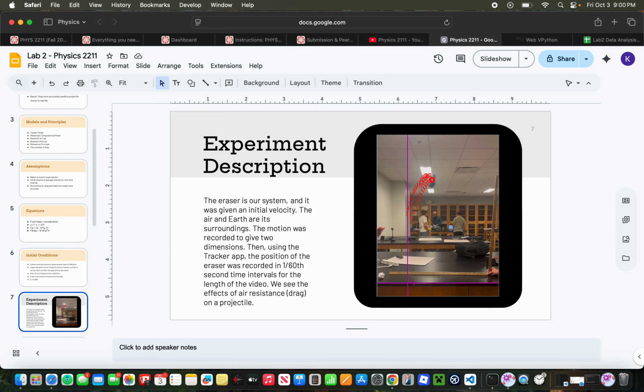So our experiment description: the eraser is our system, and it was given an initial velocity. The air and earth are its surroundings. The motion was recorded to give 2 dimensions. Then using the Tracker app, the position of the eraser was recorded in 1/60th second time intervals for the length of the video. And we see the effects of air resistance and drag on a projectile. And so it follows this path and comes down.